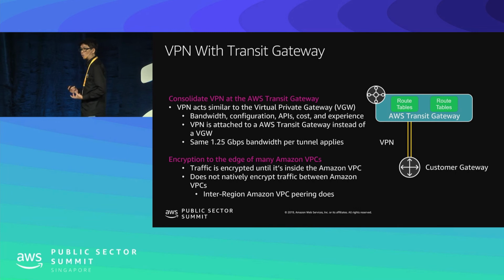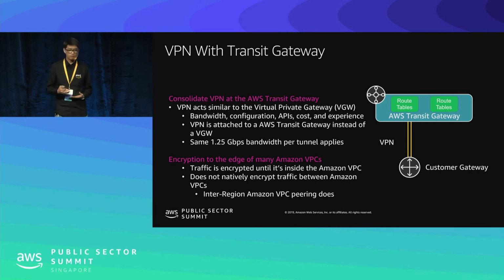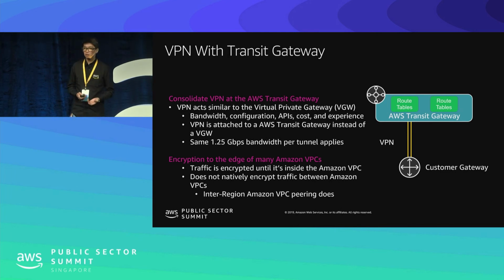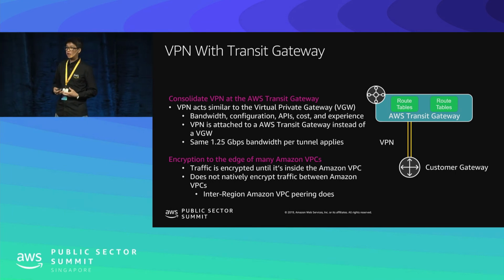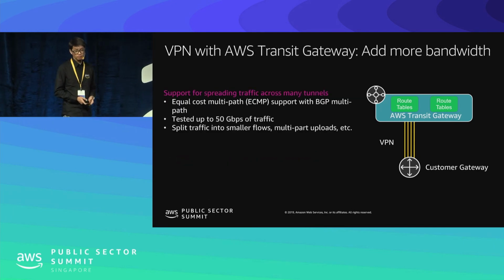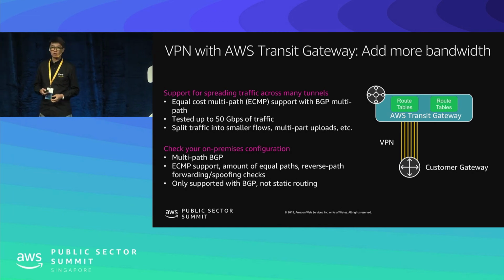VPN with Transit Gateway allows you to have multiple tunnels and use ECMP to spread traffic across the different tunnels, such that we have tested it up to about 50G. That is about 40 to 50 tunnels. So that's the bandwidth you can expect if you need a high-bandwidth VPN connection. As mentioned earlier, you can use ECMP with multi-path BGP across the VPN.